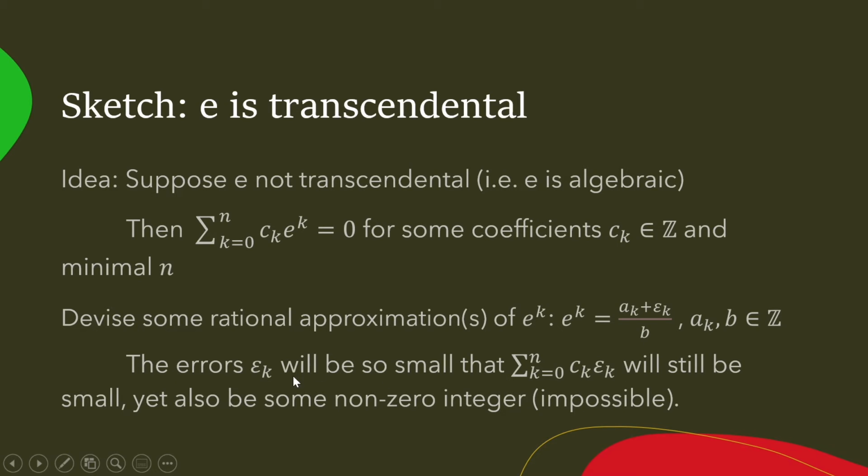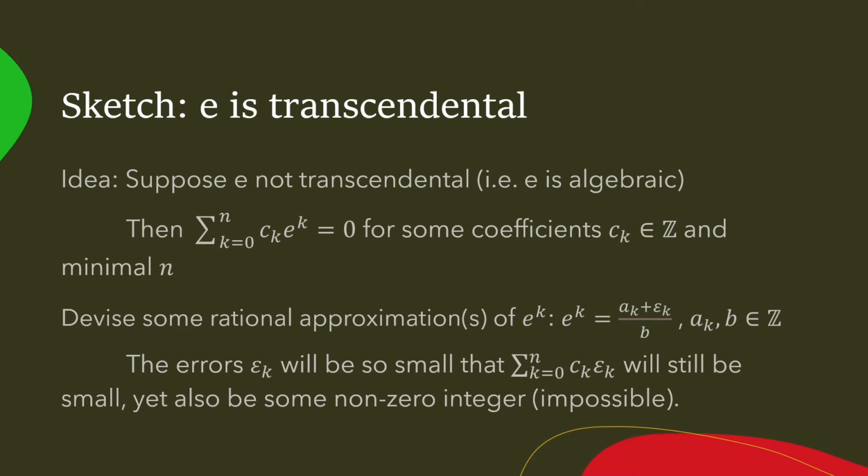And the errors of these epsilon sub k's are going to be so small that that part of the polynomial will still be small. Yet we're also going to show that it's some non-zero integer, just the way we did before. We had some error for the irrationality proof, but we showed simultaneously that the error had to be an integer and it had to be very small and not zero, so that gave us a contradiction. It'll be the same story here. So that's going to be the structure of the proof for us.